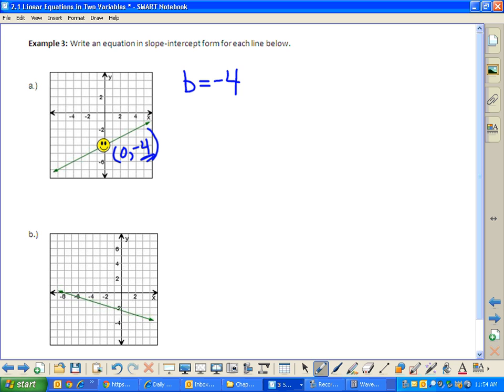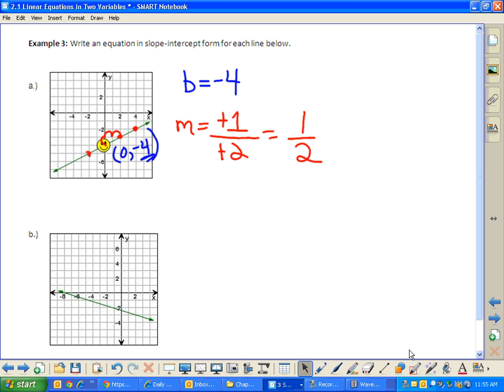The next thing I want to do, if I want to write an equation in y equals mx plus b form, I need to find m. I need to count off my rise over my run. So I'm going to go ahead and do that. To get from point to point, I notice I'm going up 1. So I have a rise of +1 because I go up 1. And then I go to the right 1, 2 spaces. I also notice that this line is increasing, so my slope must be +1/2.